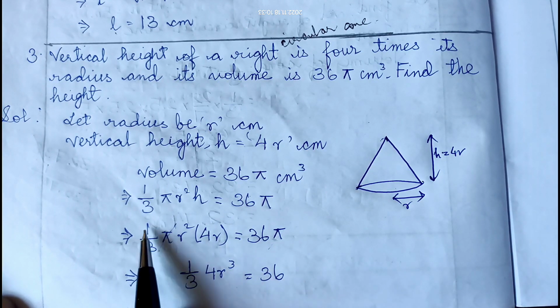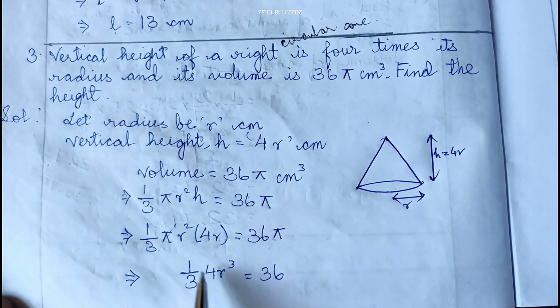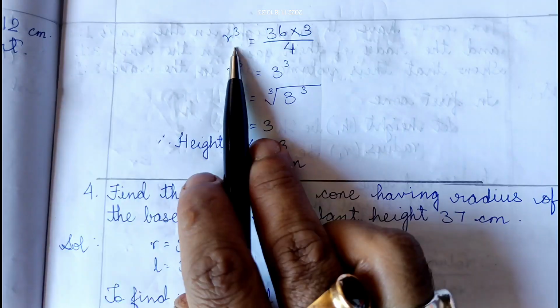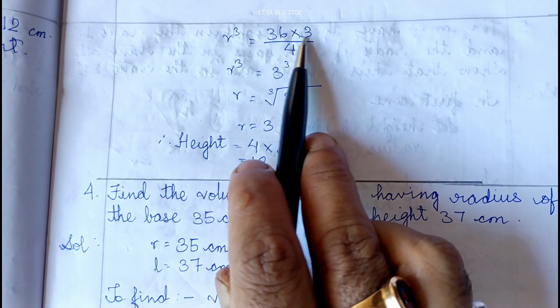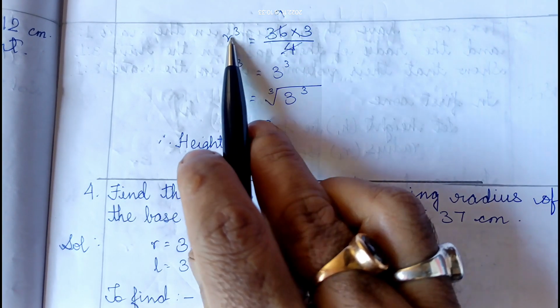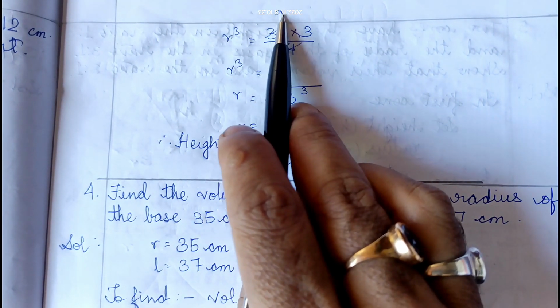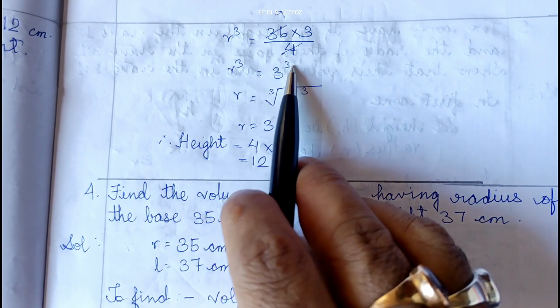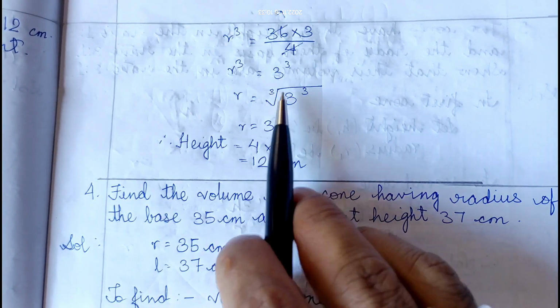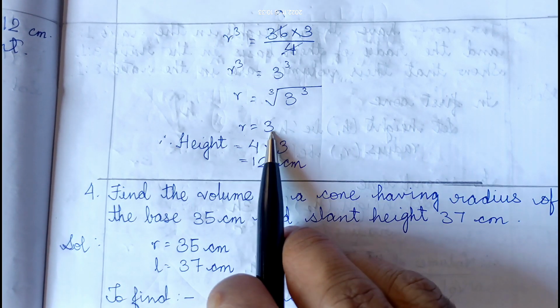So it will be 1 by 3 into 4r cube. r square into r cube equals to 36. r cube equals to 36 into 3 by 4. 4 9 is 36. So r cube equals to 9, which is 3 square into 3. So it will become 3 cube. So r will be cube root of 3 cube. These two can be cancelled. So we are left with r equals to 3.